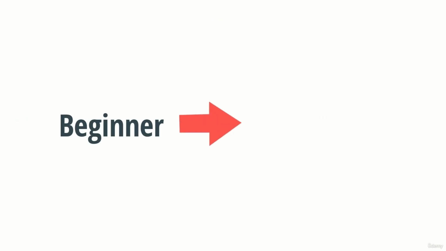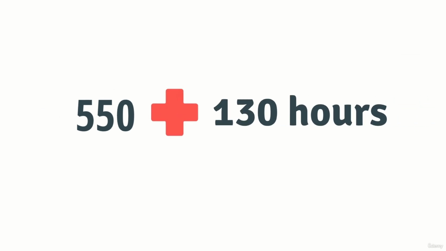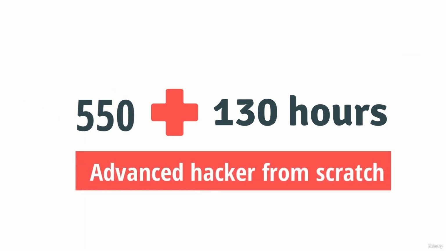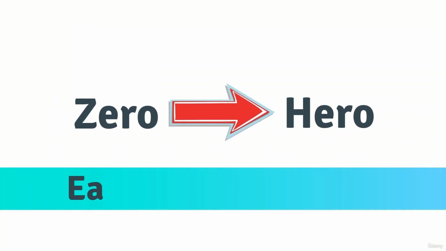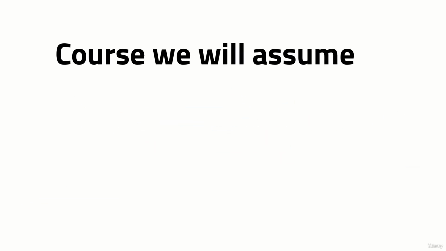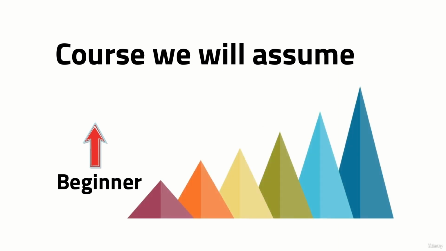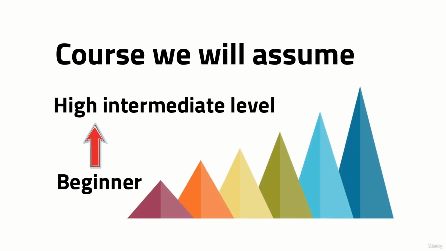Go from beginner to advanced. With 550 lectures and over 130 hours of content, this is the only course you need to become an advanced hacker from scratch. This course is designed to take you from zero to hero in hacking in an easy and fun fashion. In this course, we will assume that you are just a beginner, and at the end of the course, you will be at high intermediate level.